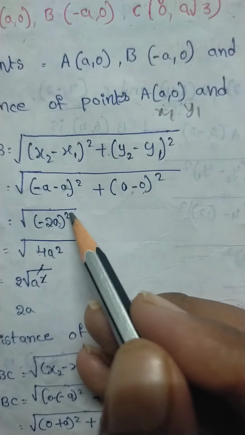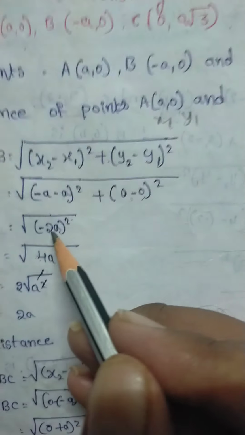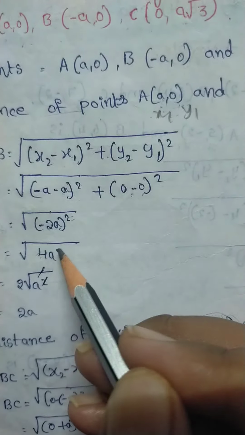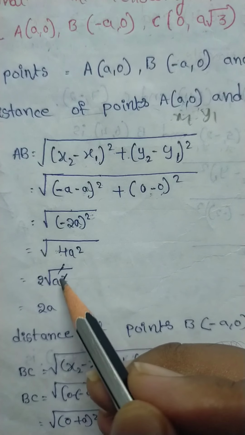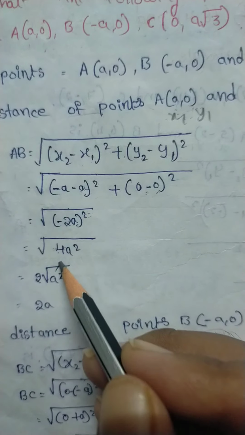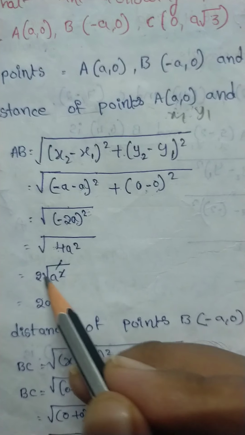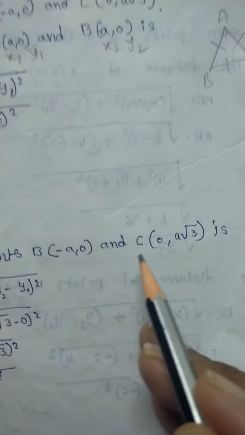The whole square gives 4a square. Root of 4a square: the root of 4 is 2, and the square root cancels the square, remaining a. So AB is 2a. Complete.